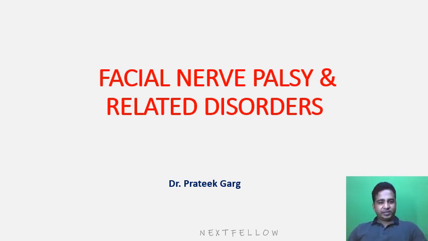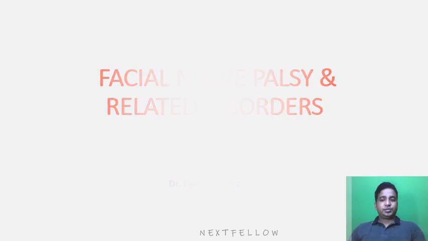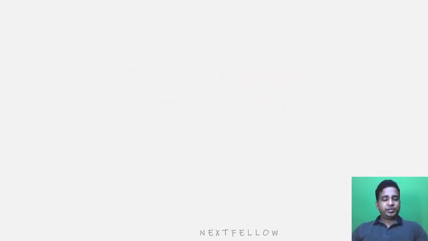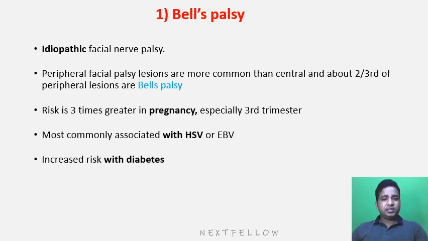So today we will discuss facial nerve palsy and related disorders. In the last lecture we discussed facial nerve anatomy. So now we will discuss facial nerve palsy. The first lesion is Bell's palsy. Very common, and very important from the examination point of view.